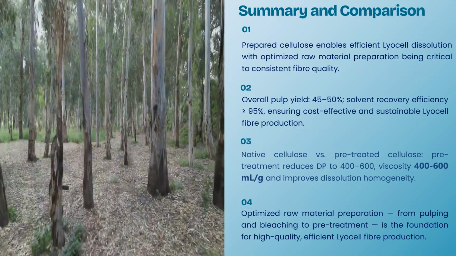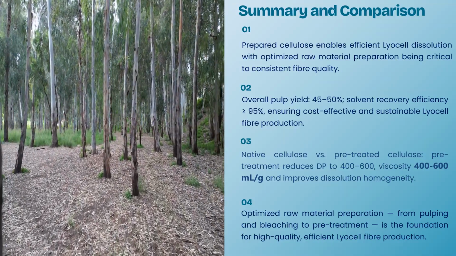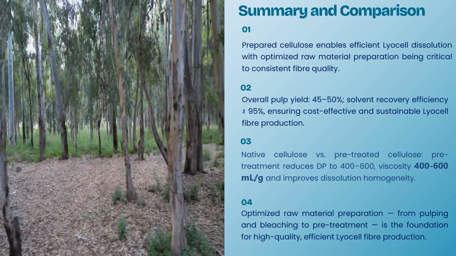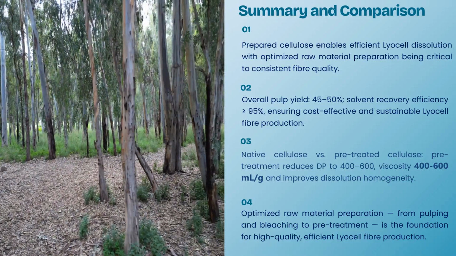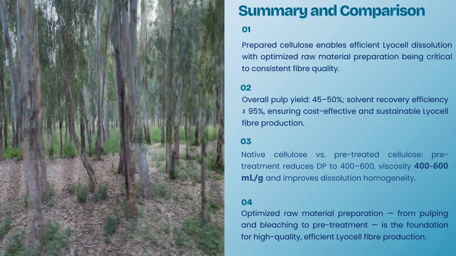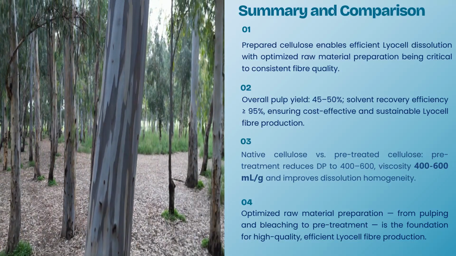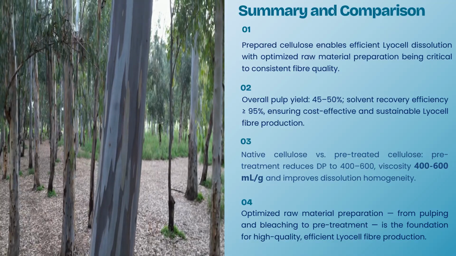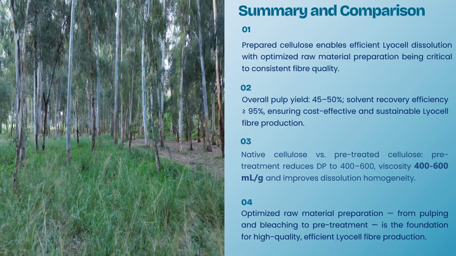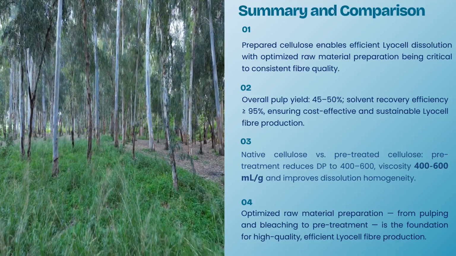Let us summarize the key points. The production of lyocell begins with high-purity cellulose obtained from wood pulp or cotton linters. Pulping removes lignin, bleaching improves purity, and pre-treatment optimizes dissolution characteristics. The ideal cellulose has a DP of 400 to 600 and viscosity of 400–600 ml/g. Efficient solvent recovery, typically above 95%, makes the process environmentally friendly and economical. In conclusion, careful preparation of the raw material is the foundation of producing high-quality lyocell fiber.